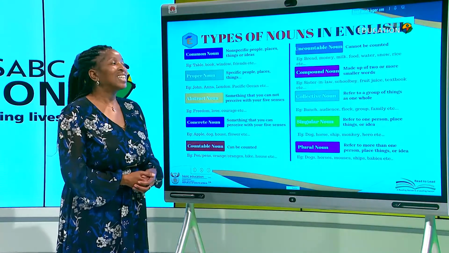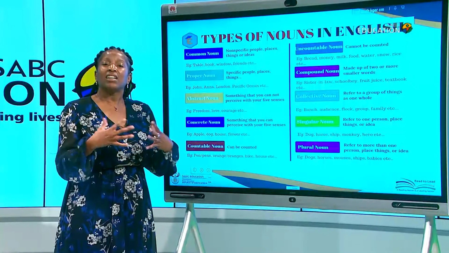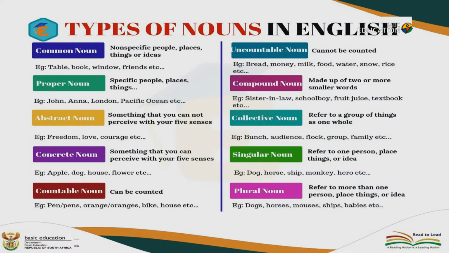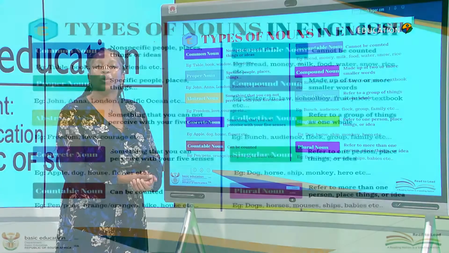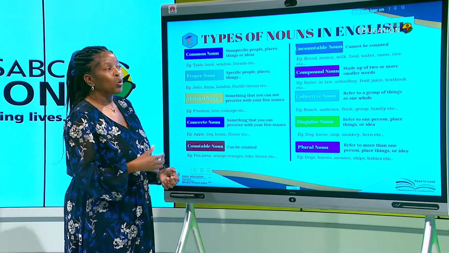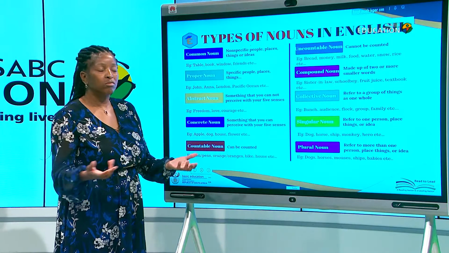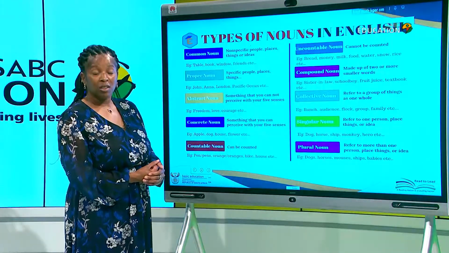Uncountable nouns are those that cannot be counted. These are substances that we cannot actually hold and separate and count. Substances such as money, milk, rice, water. We cannot say one waters, two waters, or something like that. We cannot also say snow, snows. No, that would not be correct.